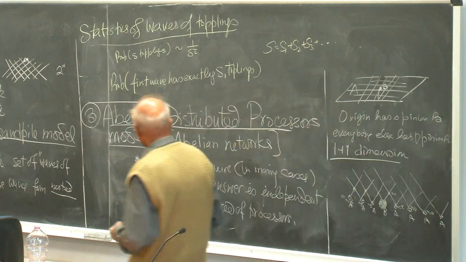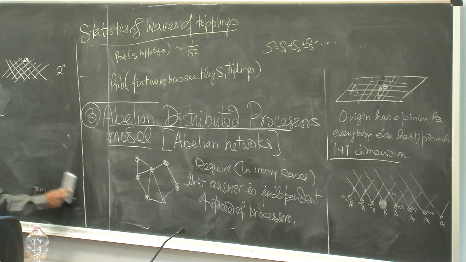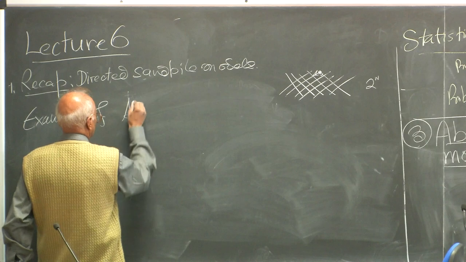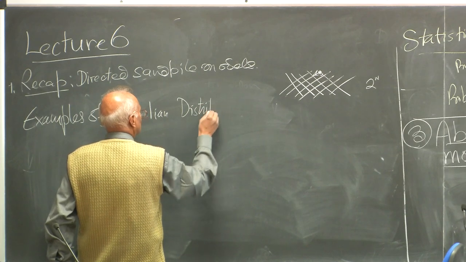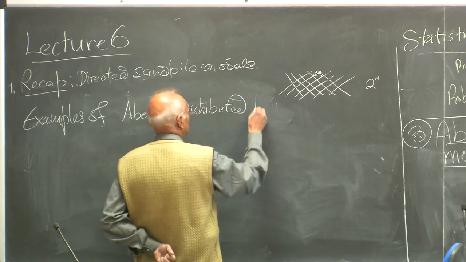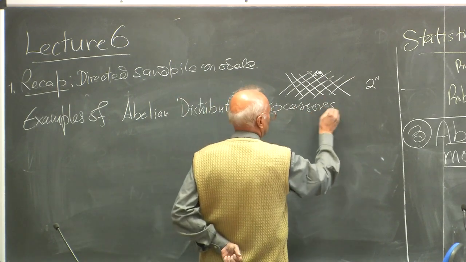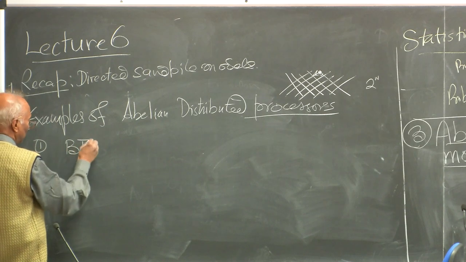Okay? So we want to construct examples of abelian distributed processors. So the first example is, of course, the BTW model.